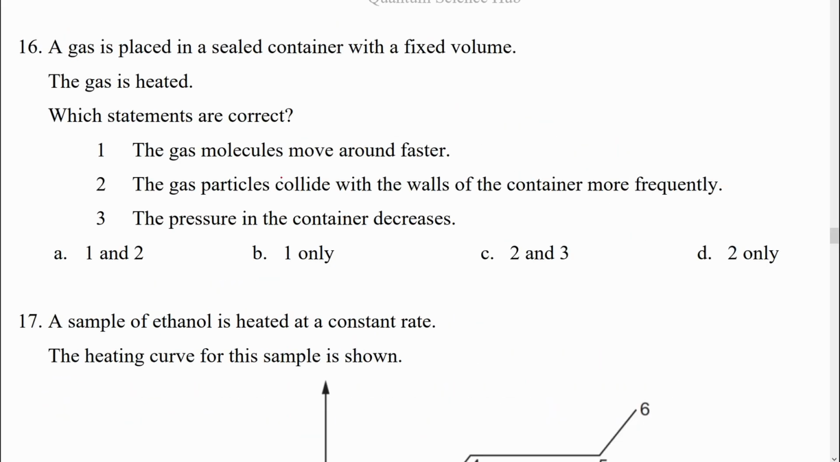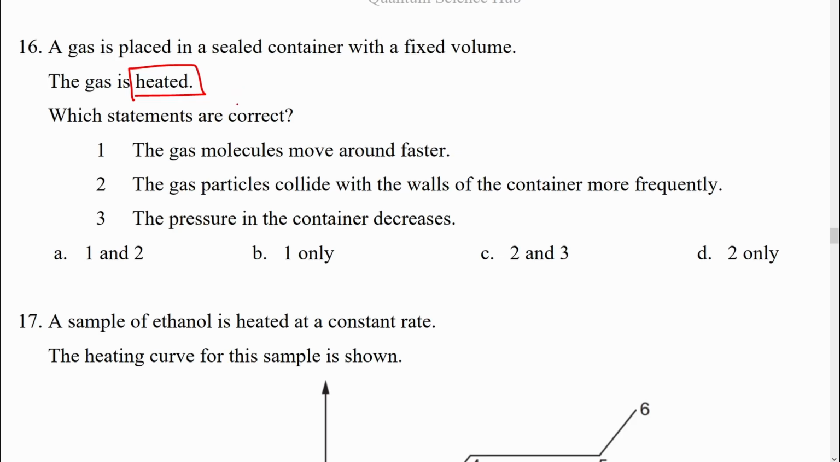Question 16. A gas is placed in a sealed container with a fixed volume. The gas is heated. So what will happen if you increase the temperature of a gas? That means you heat it, right? So you are increasing the temperature. As the effect, the particles of the gas will move faster and quickly in all directions. And the pressure of the gas will also increase. It means if you increase the temperature, you will also increase the pressure of a gas.